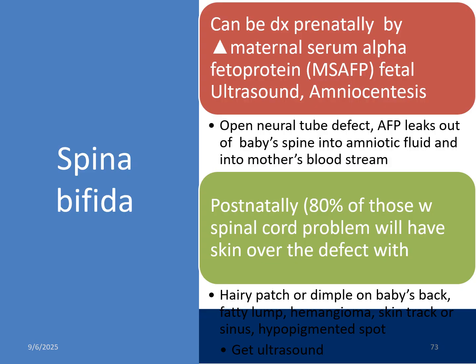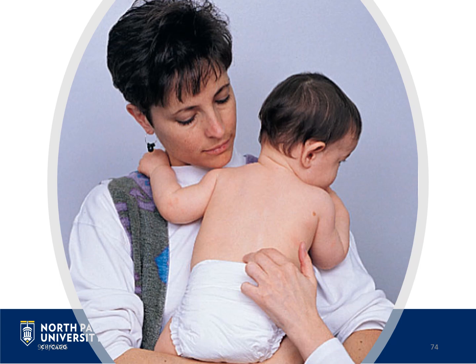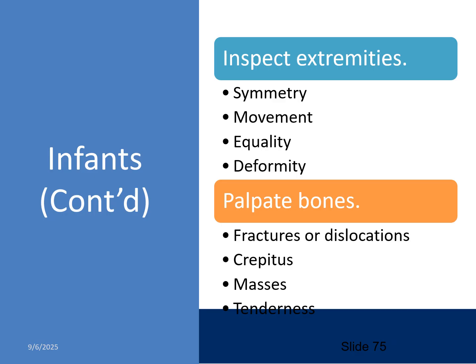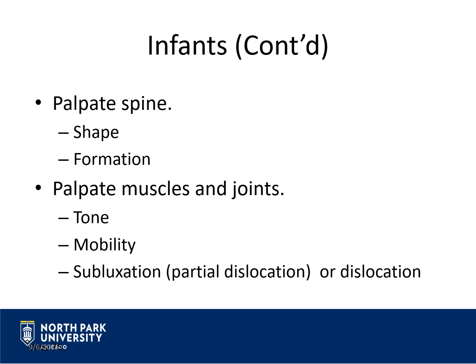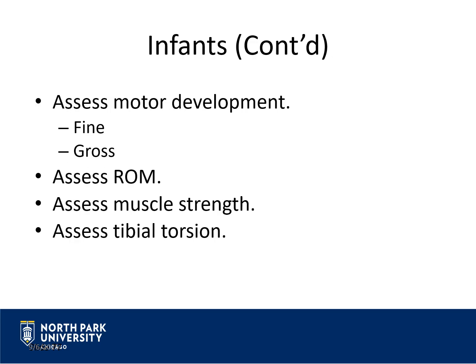More information on it. Now, neural tube defects can be detected early on due to the examination of the maternal alpha-fetoprotein. It doesn't detect all of them, but it detects a great deal. And for infants, again, we're checking extremities and palpating bones, the spine, muscles, and joints, motor development.